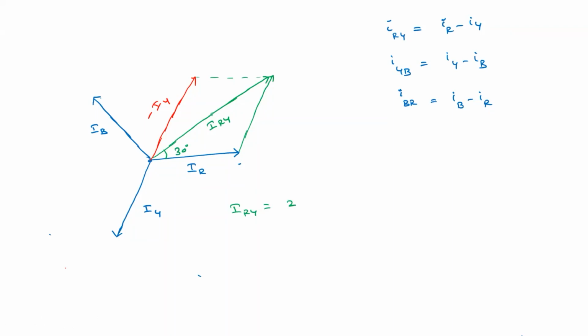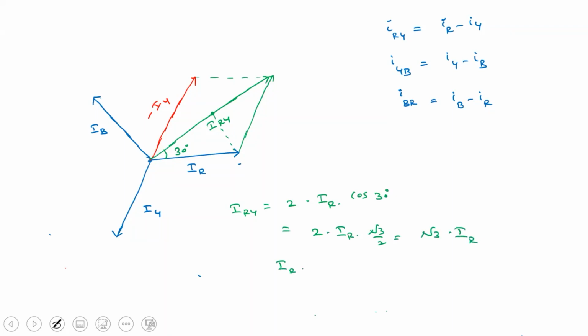If you divide this into half, from here to here, it is 2 times. So what is this magnitude? The magnitude is IR into cos of how much angle? 30 degrees, right? So 2 times IR into cos 30, which is root 3 by 2, so you are left with root 3 into IR.